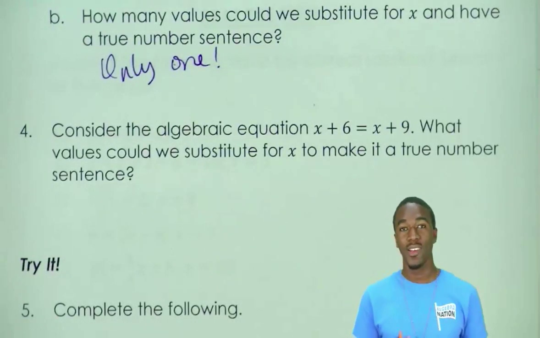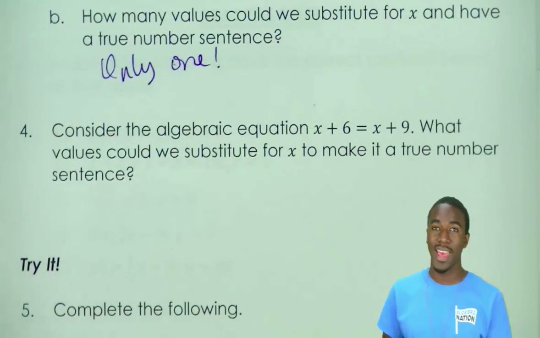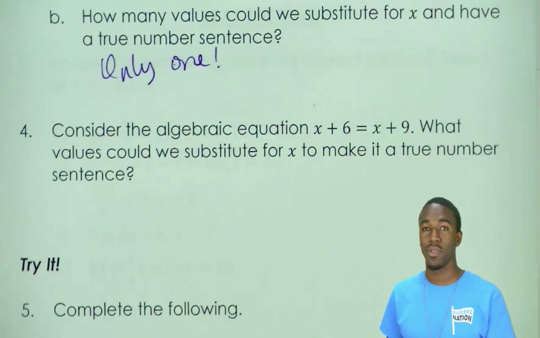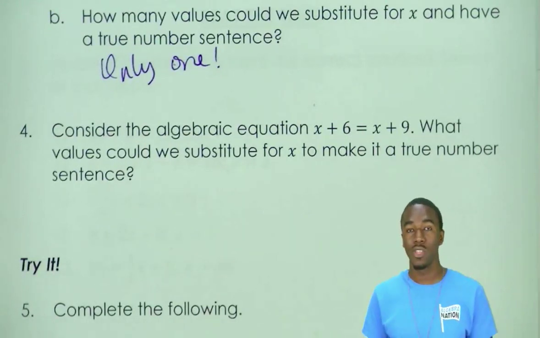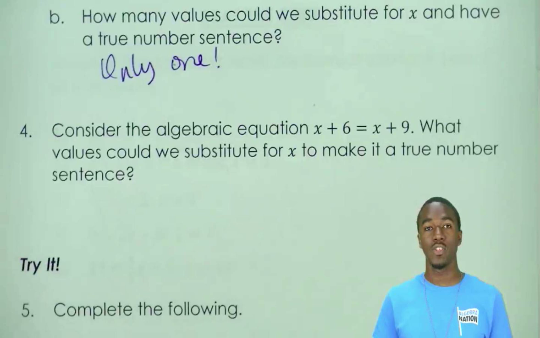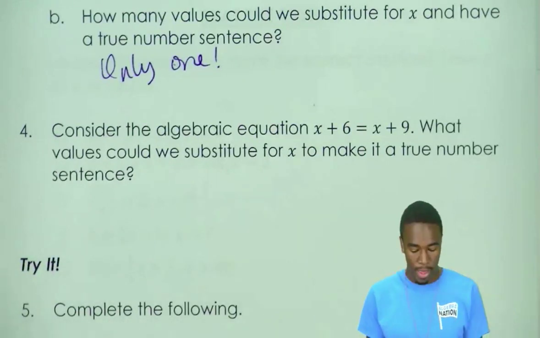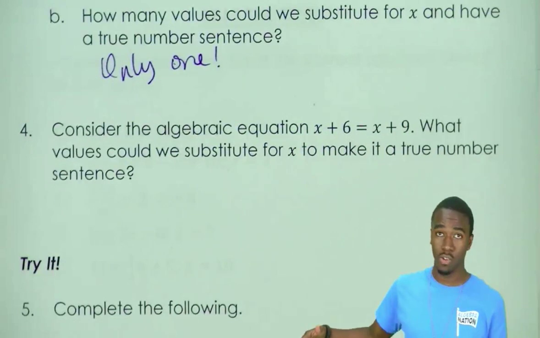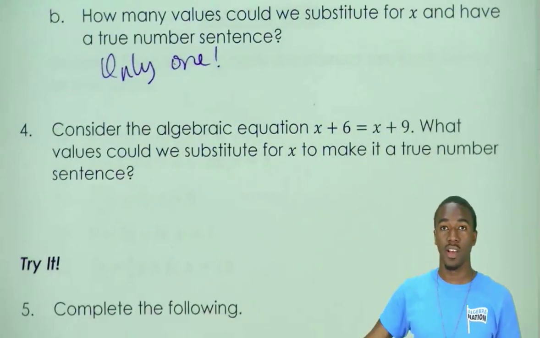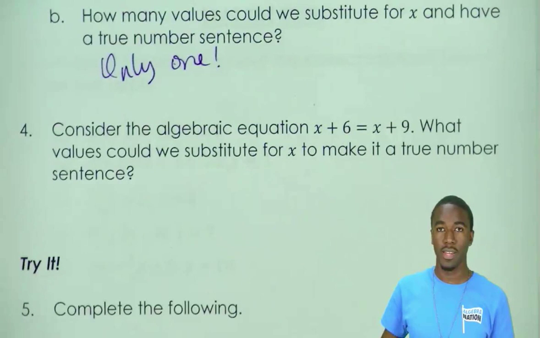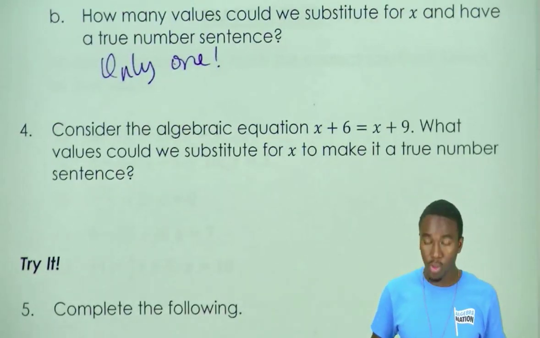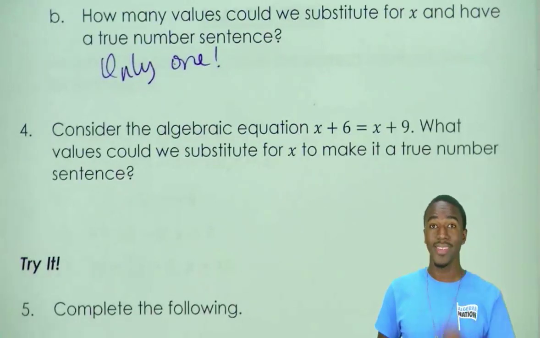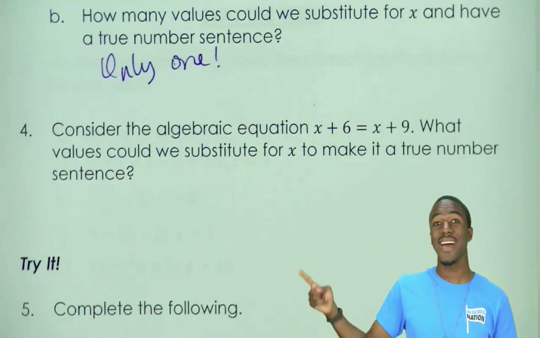Okay, now consider the algebraic equation x plus 6 is equal to x plus 9. What values could be substituted for x to make it a true number sentence? Okay, now I want you to think about this. Let's say you and your friend, in the classroom, are on two different sides of your desk, okay? So your desk is going to be the starting point. That's the equal sign. So you're both at x. Now, you take 6 steps forward, right? So plus 6. But your friend takes 9 steps forward.